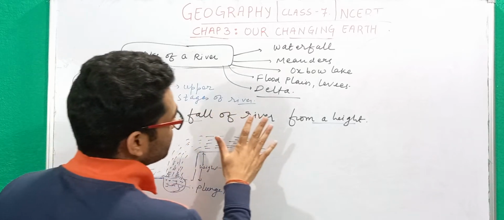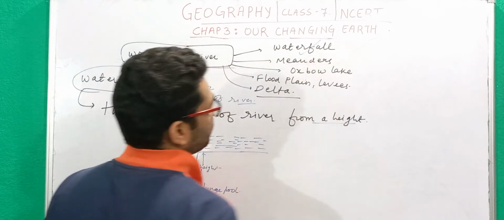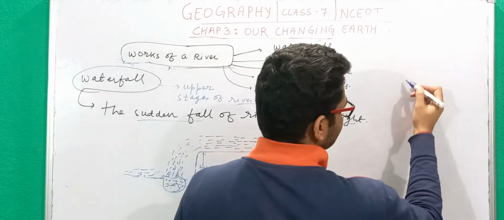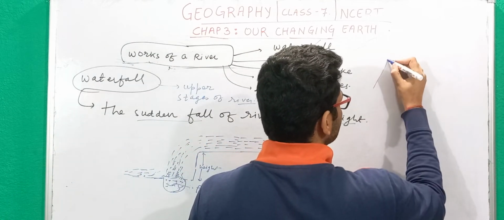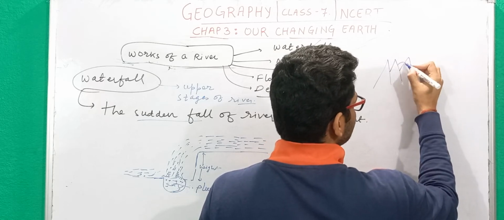So this was the basic idea of a waterfall. So we have dealt with waterfall. Now what is a meander? This is another very simple phenomenon. Suppose you have this mountain. Okay, suppose you have this mountain, and suppose this is the sun.